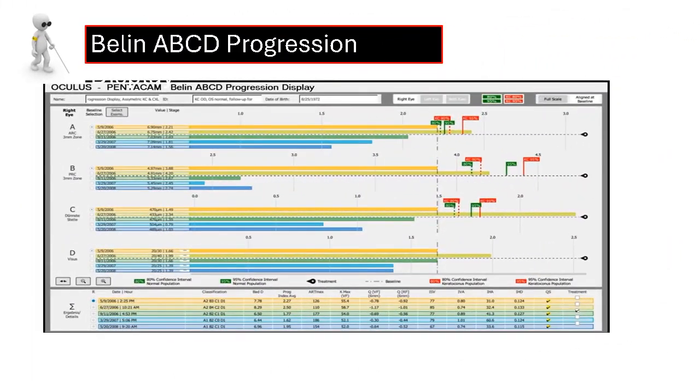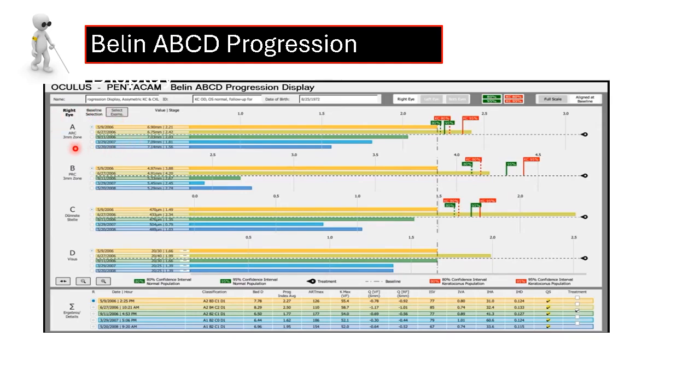Now, after we spoke about the ABCD staging and classification, we come to the main bulk of the progression analysis, known as the ABCD graphic progression analysis display. This graphic display is represented in horizontal bars, and each part of the staging, that's the ABCD, is represented, so that we document the changes in each layer of the cornea.